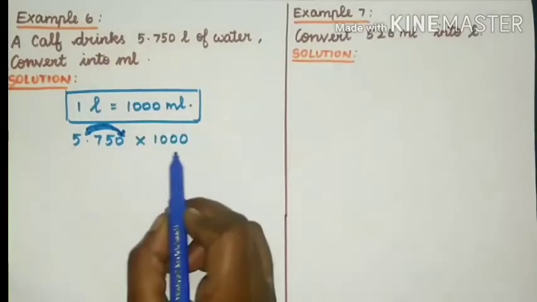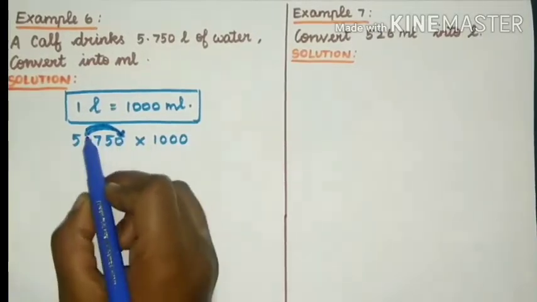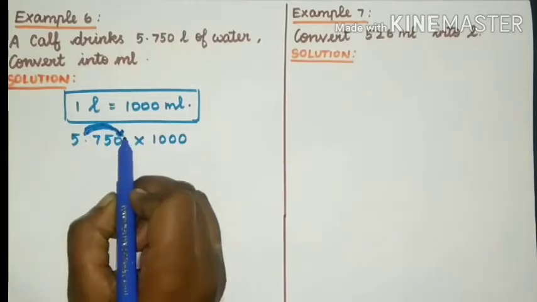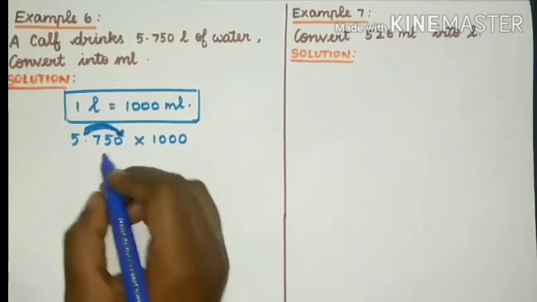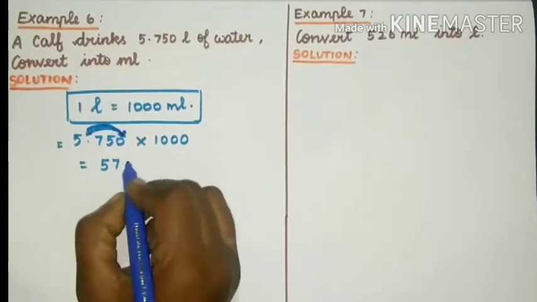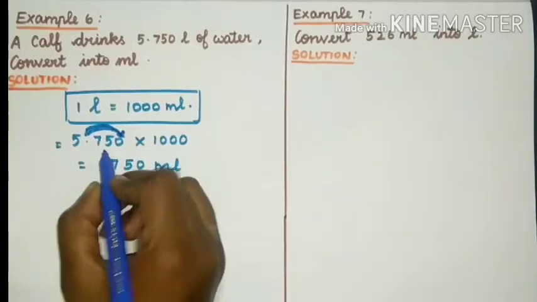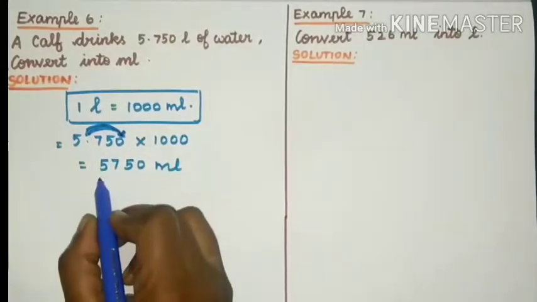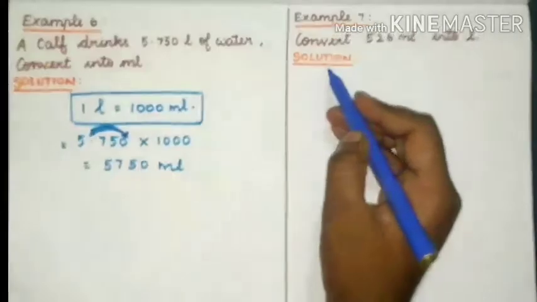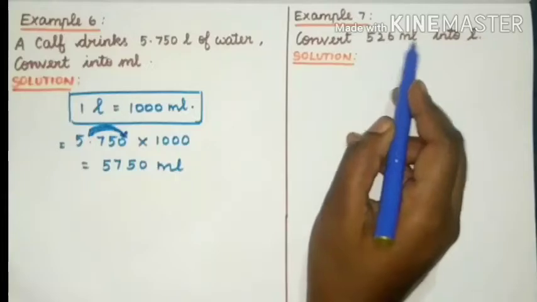See, here we have 3 zeros. To multiply 5.750 into 1000, we have to move the point 3 steps towards right, because here we have 3 zeros. 5.750 into 1000 is equal to 5750 milliliter.